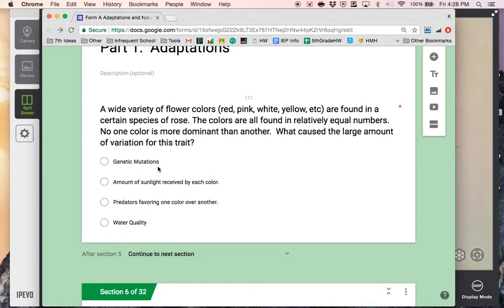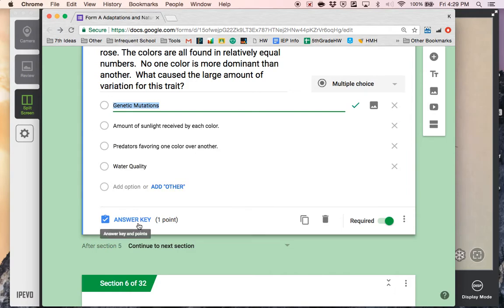Genetic mutations. Well, that does cause differences in alleles to be expressed, so that could be the answer. Amount of sunlight received by each color. Well, if some receive more sunlight than others, I would think that color would be more relevant. Predators favor one color over another? Well, no, because then that would wipe out a color. If a predator really liked white, then all those white roses would be gone. Water quality? That would probably affect all of them equally, so I can't see that really affecting variety. Genetic mutations would be the winner here. Oops, didn't mean to click that.